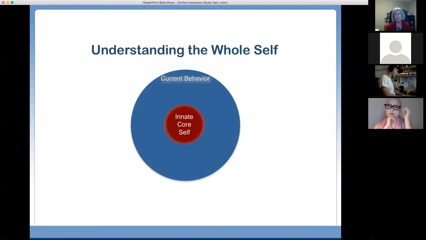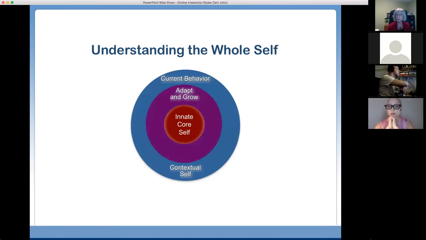You're sitting here watching the screen, perhaps doing a few other things, but we have this behavior that you're doing, and that's your contextual self. This is where you're most adaptable, where you have this context that may require things that don't go with this innate core self. And you can adapt and respond. If you do that enough, you may wind up adapting to those pressures from the external environment and growing from the pressure from the internal environment.